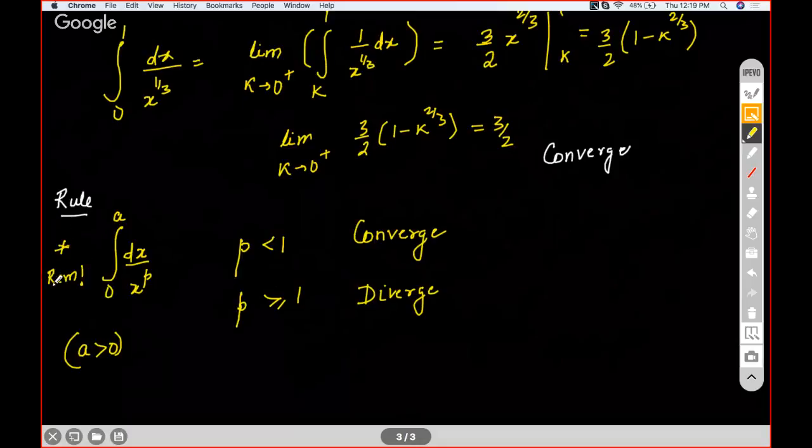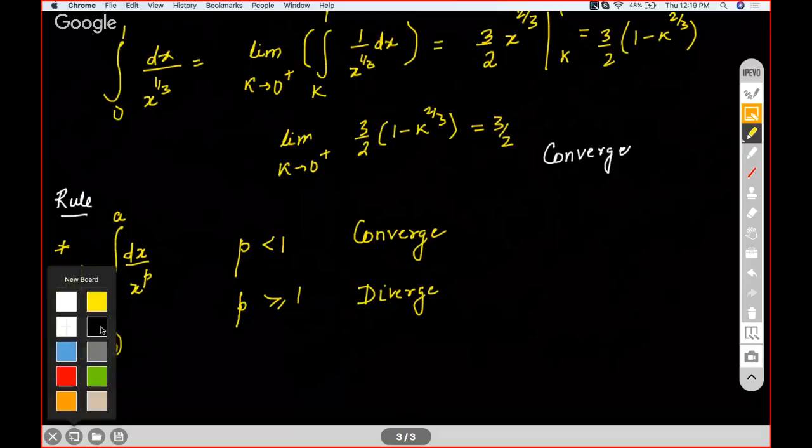Just remember this, very helpful. Now we'll try to gain some more confidence by solving questions on this. So let's solve at least 3-4 questions on this. They may just ask whether this integral converges or diverges, like that.